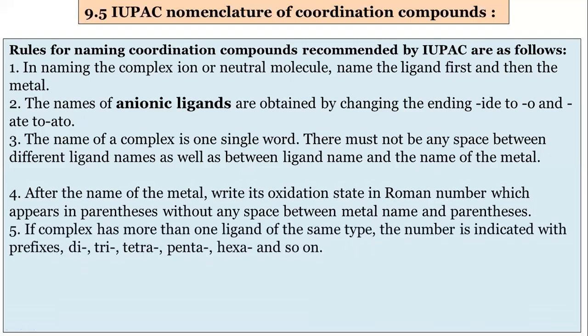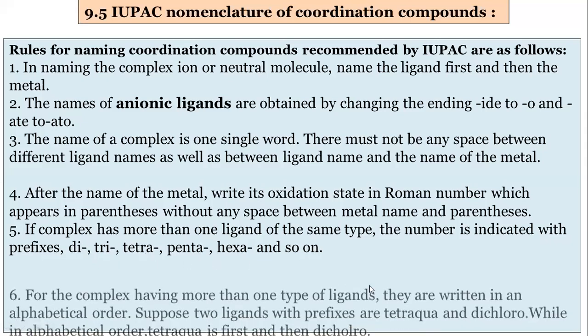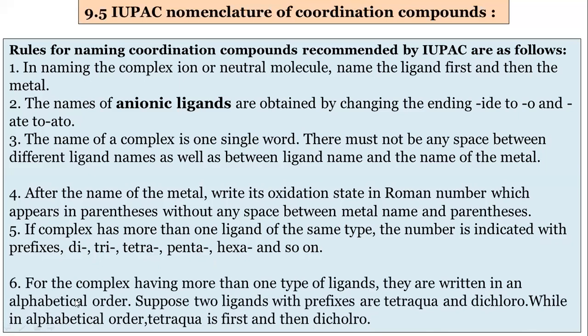Then rule number 5: if in the complex there is more than one ligand of a type, we have to add a prefix. If there are 2 ligands, we add the prefix di. If 3 ligands are there, tri. If 4 ligands, tetra, penta, hexa, and so on. Then rule number 6: for a complex having more than one type of ligand, we have to arrange them alphabetically.